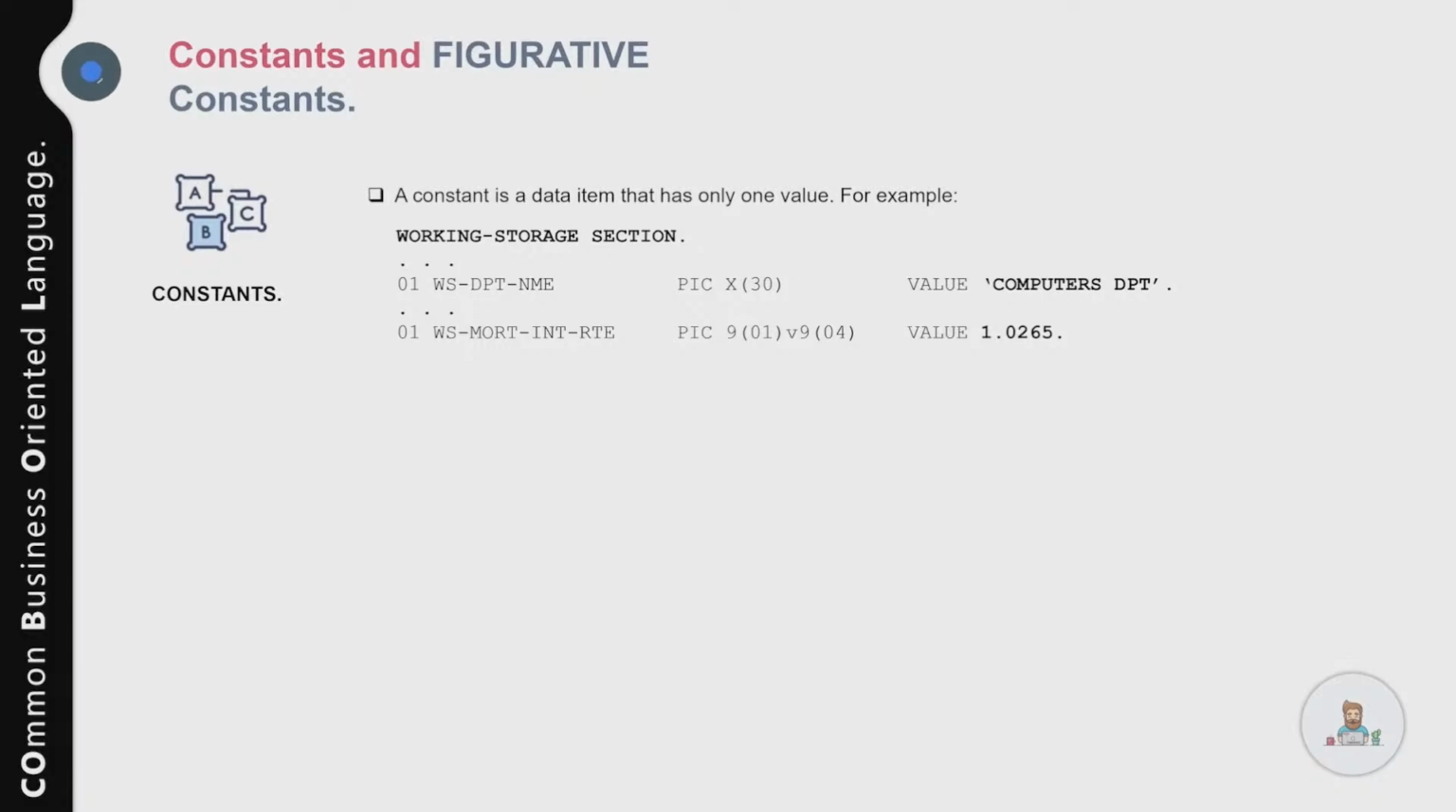So in the following example, I've defined two different variables that I'll be treating as a constant. The first variable is department name and the second variable is mortgage interest rate. And if you notice, I've defined these two variables in the working storage section. The initial value of these fields is assigned with the help of the value clause. For the department, I've assigned computers, and for mortgage, I've assigned a value that is 1.0265. So throughout the program, I would be using these two variables, that is department name or mortgage interest rate, wherever I need the value of these variables in my business logic.